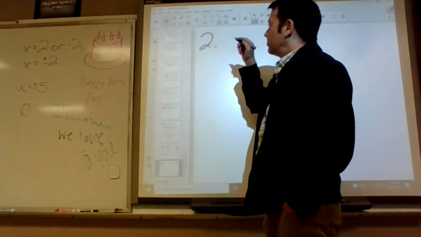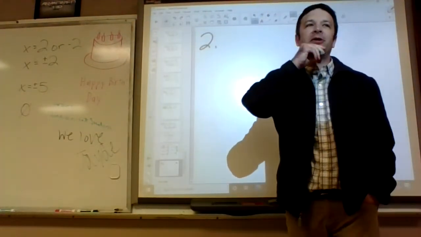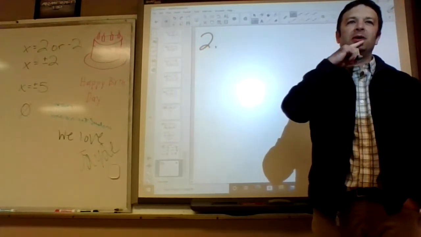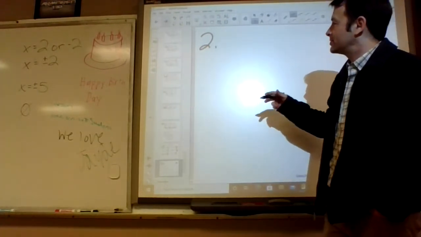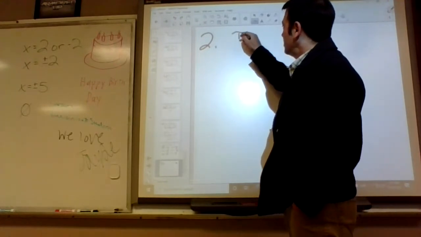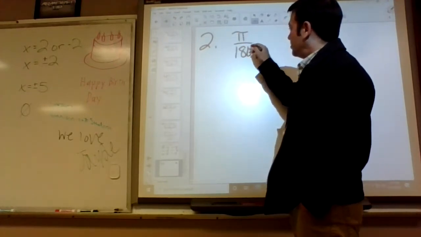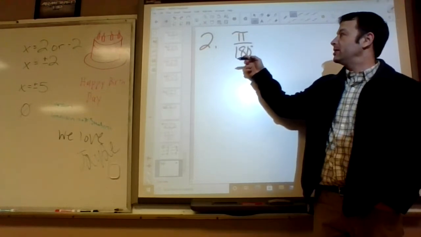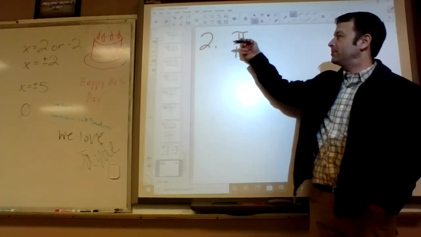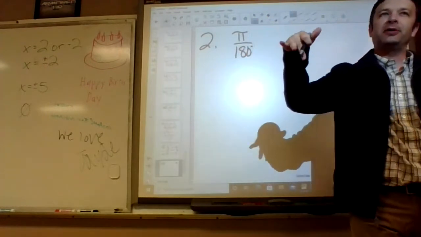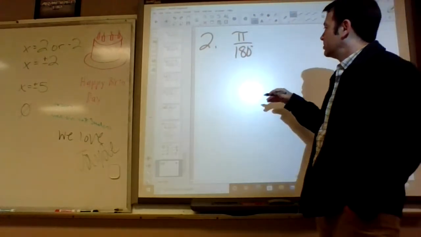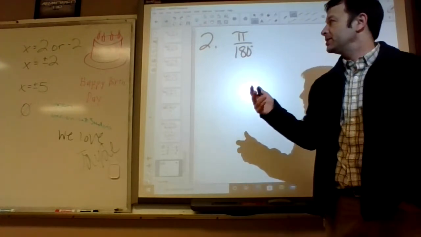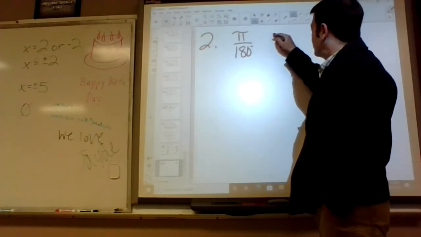What is the converter from degrees to radians? Pi over 180. The 180 is on the bottom because you're getting rid of the degrees, and your pi is on top because you're multiplying in the radians.